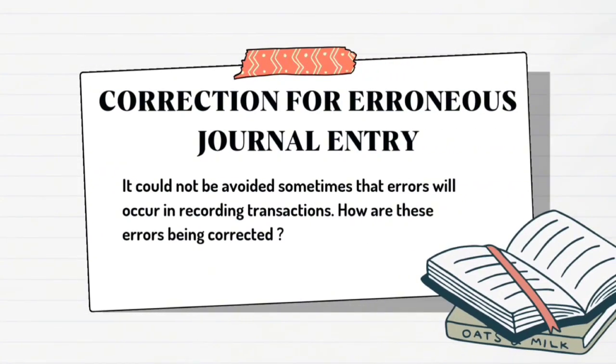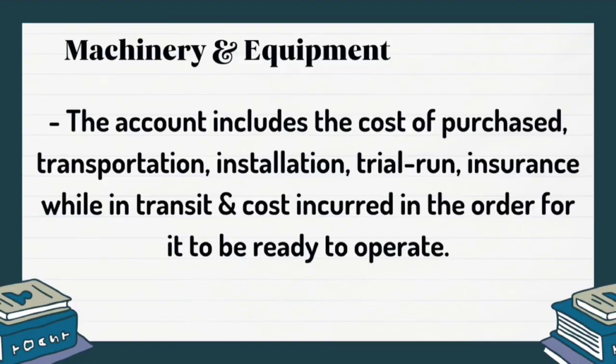The last one is the correction for erroneous journal entry. It could not be avoided sometimes that errors will occur in recording transactions. How are these errors being corrected? Under the correction of erroneous journal entry is the machinery and equipment. The account includes the cost of purchase, transportation, installation, trial run, insurance while in transit and cost incurred in order for it to be ready to operate.